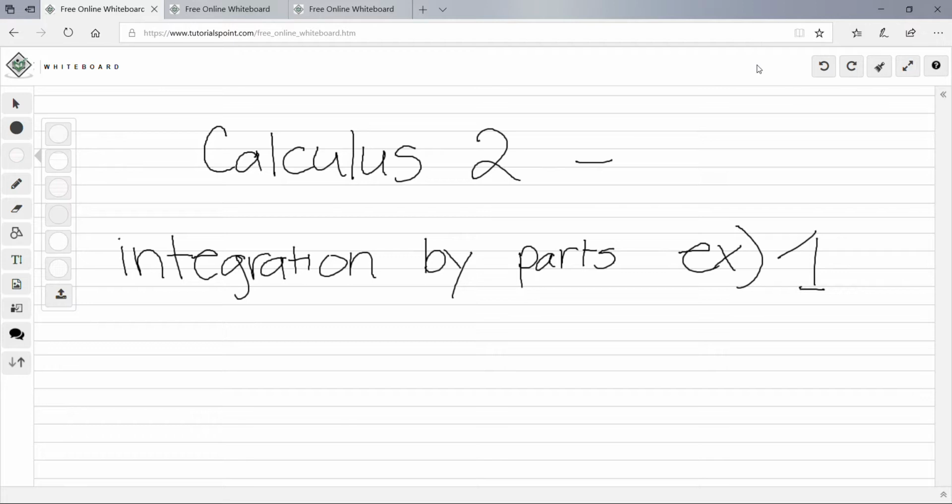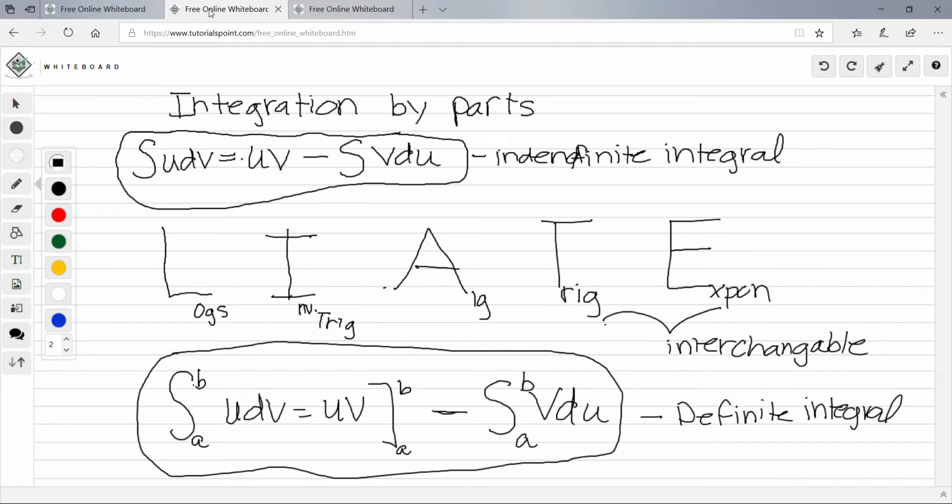Hi, today we're going to learn about Calculus 2, and we're going to do integration by parts. This is example 1. Before we start, here are some of the rules. For an indefinite integral, where there are no limits, the formula is the integral of u dv equals uv minus the integral of v du.